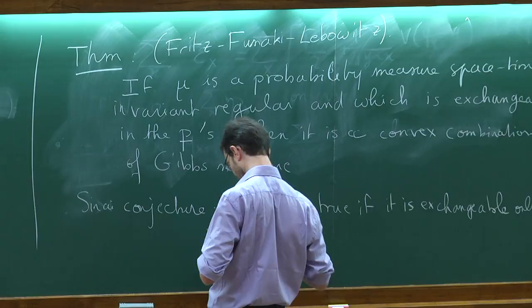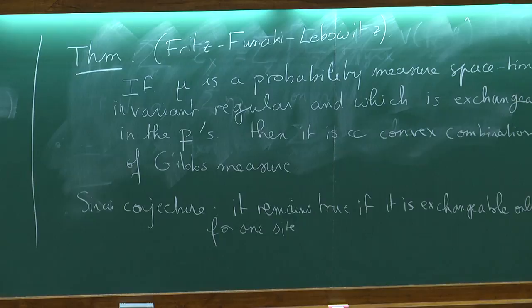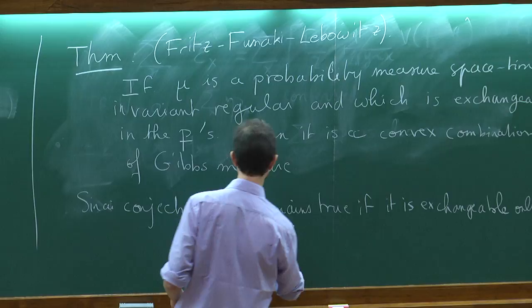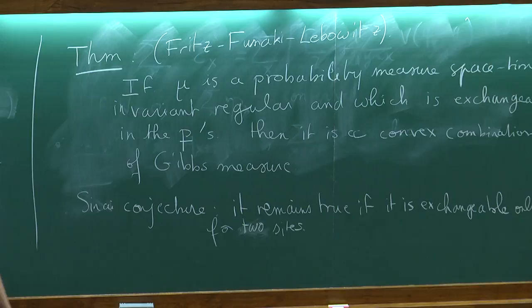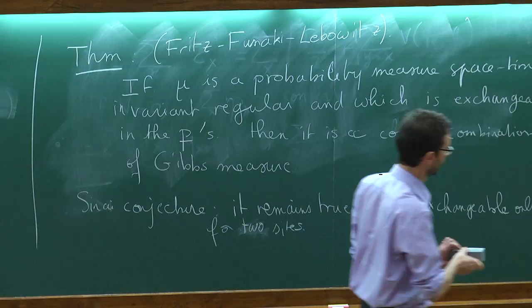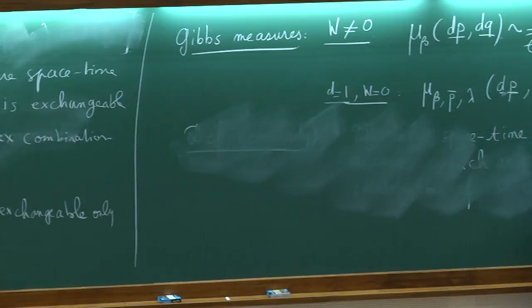So it means that if you exchange, for example, two sites, P0 and P1, two sites if you want. Yes, no, you cannot exchange one, okay, for two sites. So two sites or just one neighbor? It is a conjecture, yes. But I don't know. This is the result.